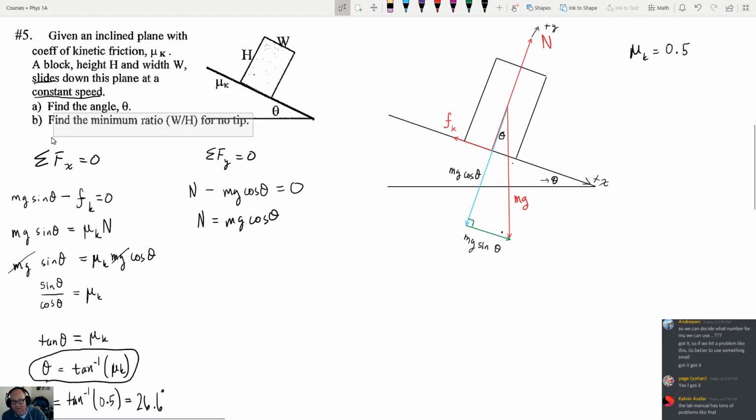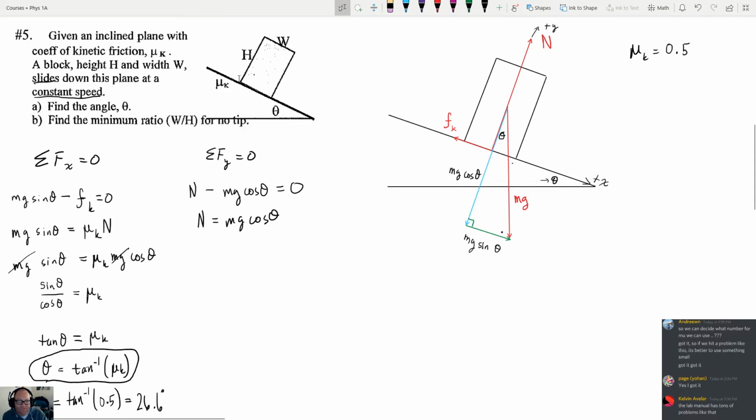Because you're going to see problems like this show up in your homework, and personally, I remember when I was doing these type of problems, I didn't understand what this meant. It says, find the minimum ratio W over H for no tip. That is to say, what's the minimum ratio we can have of the width to the height such that it doesn't tip? And let's think about what this means.